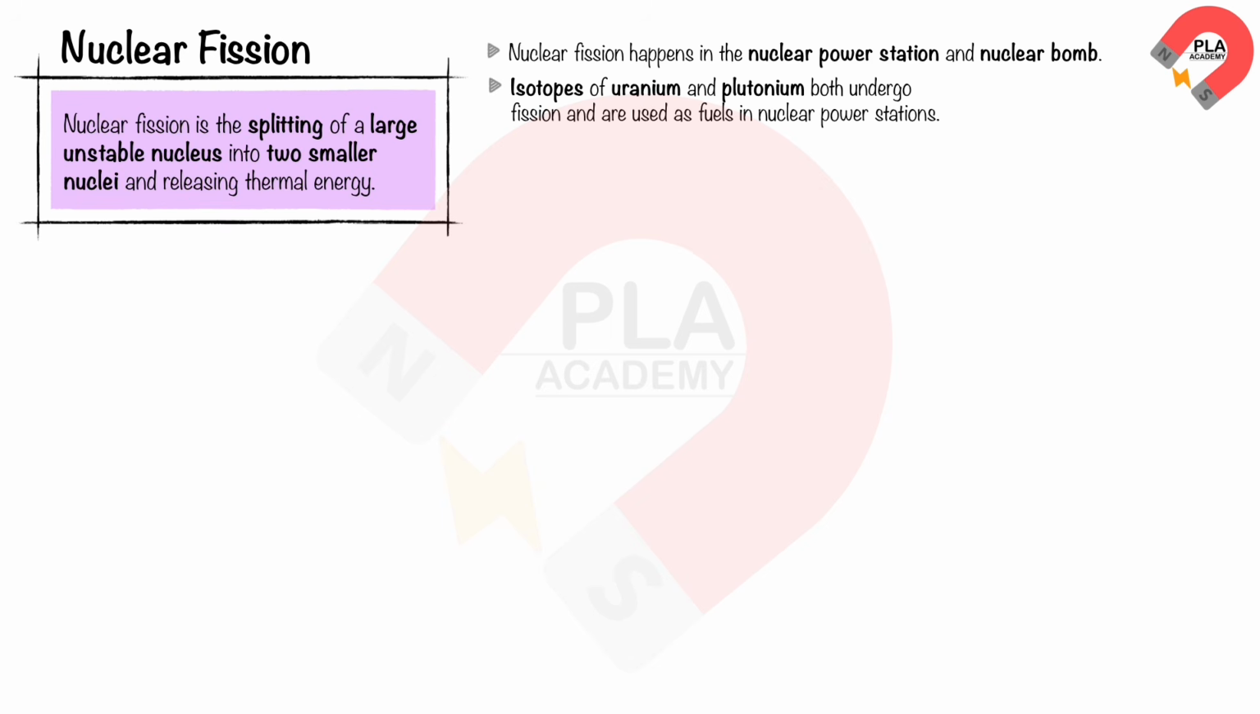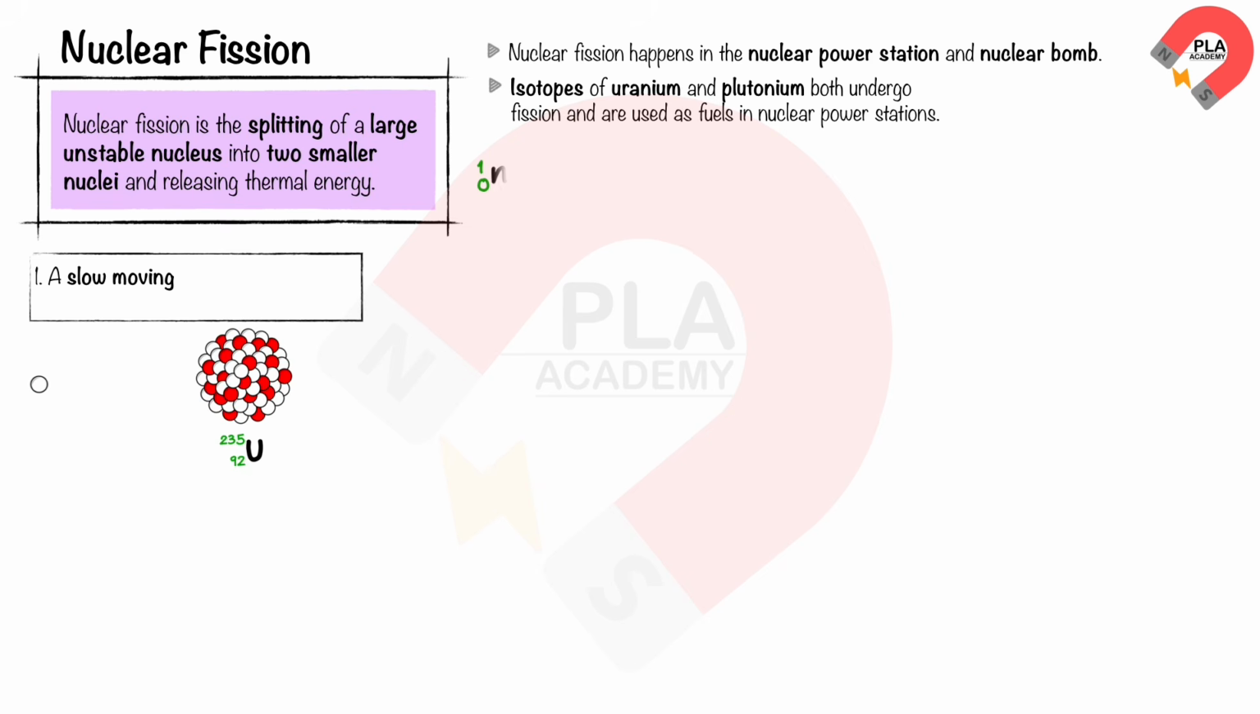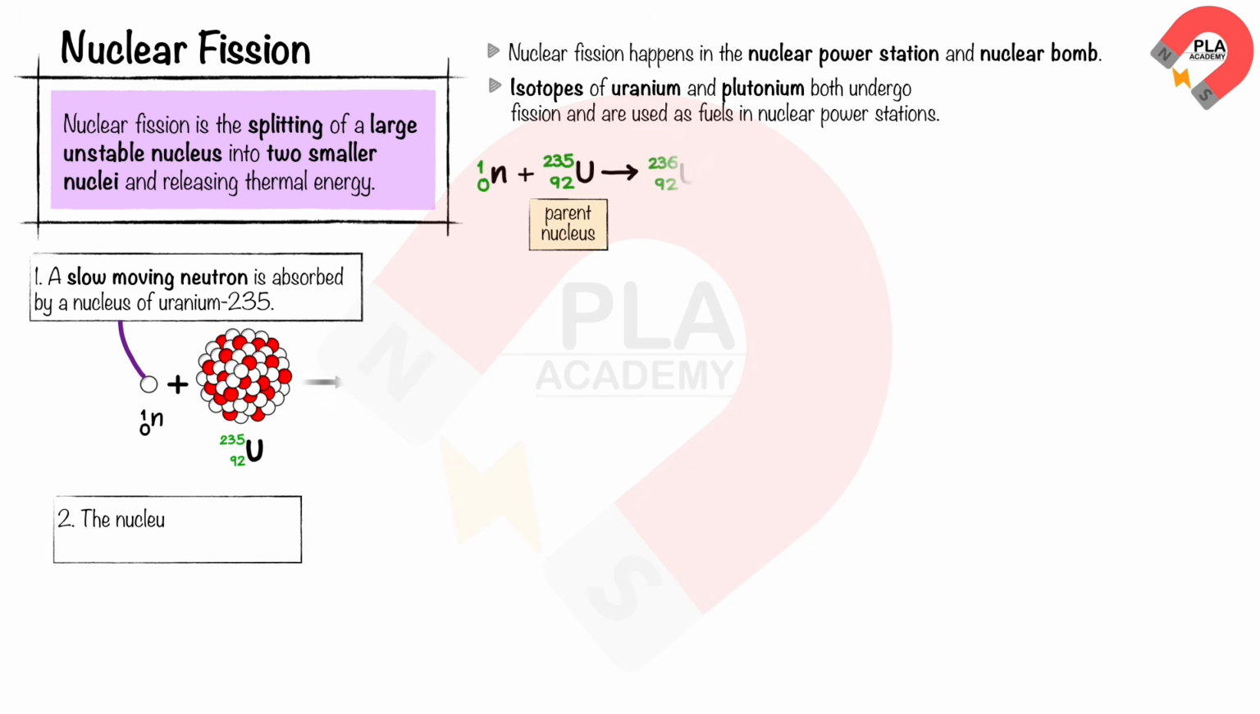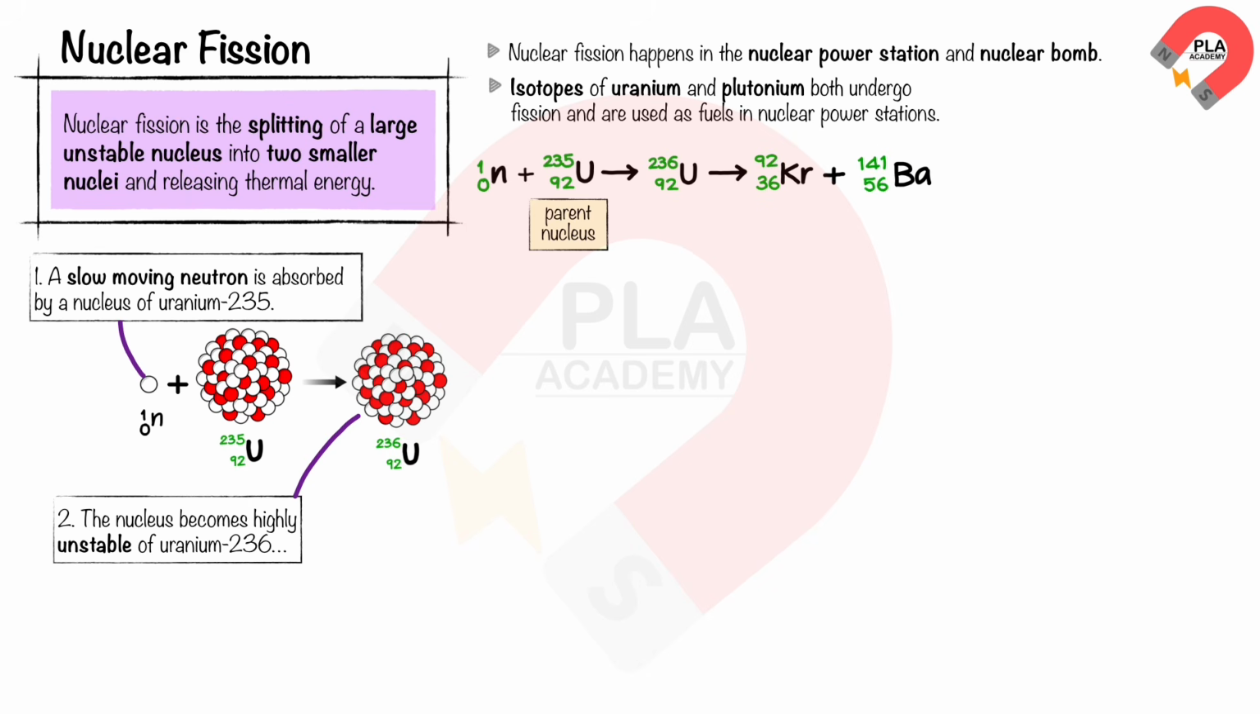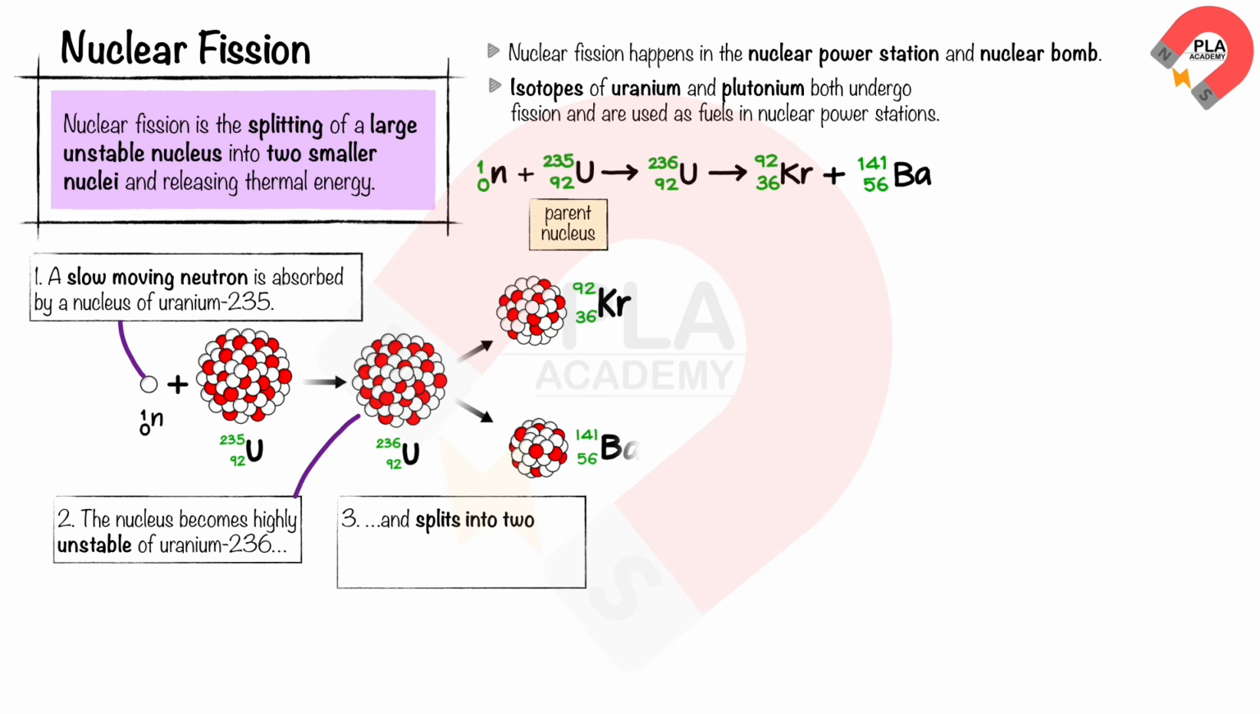For example, nuclear fission of a uranium nucleus. A slow-moving neutron is absorbed by a nucleus of uranium-235. The uranium-235 nucleus is called the parent nucleus. The nucleus becomes highly unstable uranium-236 and splits into two lighter nuclei, krypton-92 and barium-141. The krypton and barium nuclei are called the daughter nuclei.